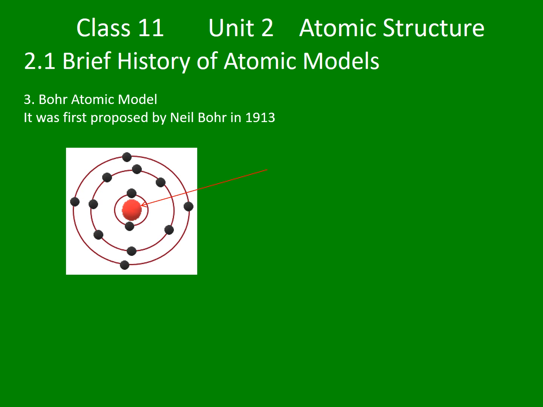There is a nucleus at the center of the atom. Then there are orbits which are circular in shape, and they are at a specific distance from the nucleus. These are called energy levels, or these are also called the orbits. And the electrons are revolving around the nucleus in these fixed circular orbits.